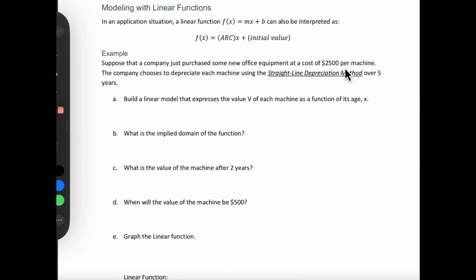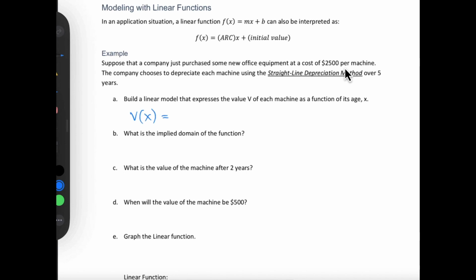Let's look at this example. Suppose that a company just purchased some new office equipment at a cost of $2,500 per machine, and the company chooses to depreciate each machine using the straight line depreciation method over 5 years. So we're looking to find a linear model that represents the value of each machine as a function of its age. And let's just start by saying that we're going to let the variable v be value and the letter x be representing the age. And so what we're ultimately going to be seeing is that the value depends on the age, and this is what our linear function is going to look like.